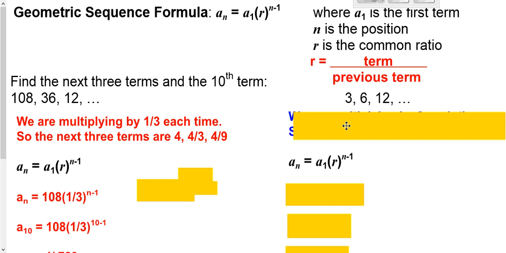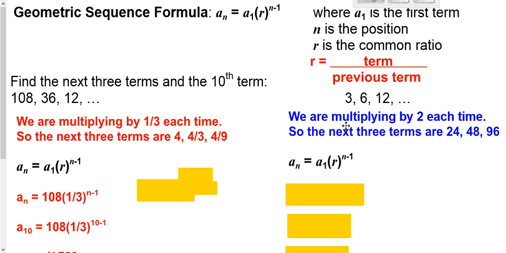So go ahead and quickly do the next one. You'll notice your ratio is 2, so you're multiplying by 2. 12 times 2 is 24. 24 times 2 is 48. 48 times 2 is 96.